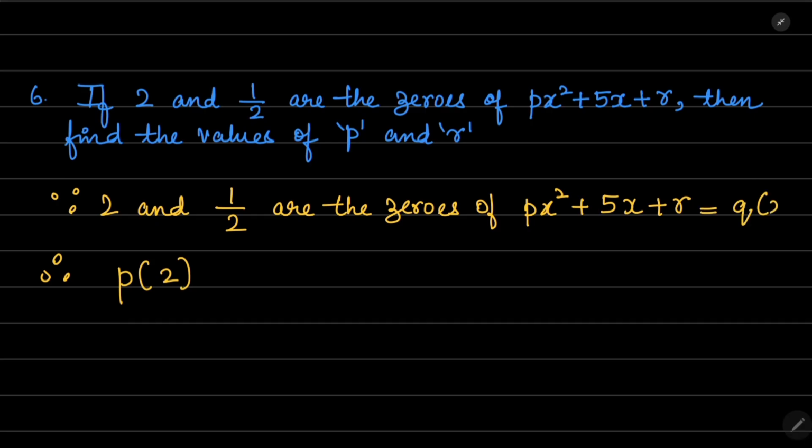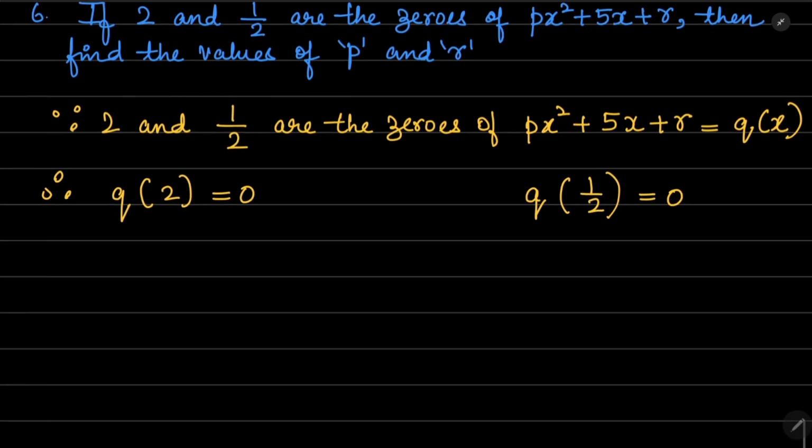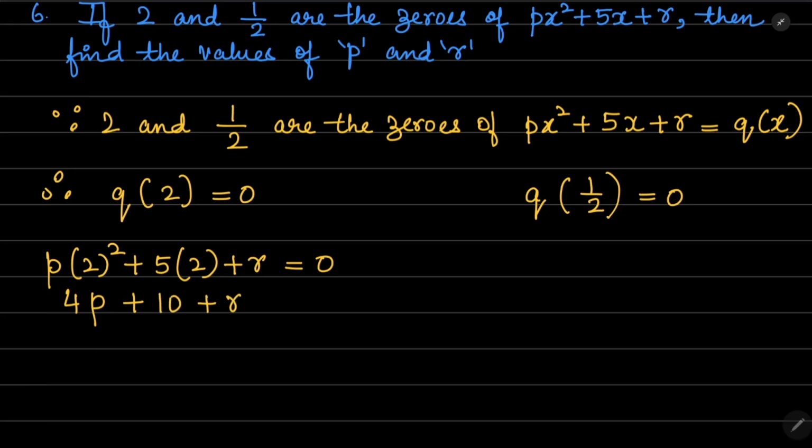let this polynomial be, say, q of x. In that case, what should I write? Q of 2 is equal to 0 and q of 1 by 2 is also equal to 0. Then let's replace x with 2. So p into 2 square plus 5 into 2 plus r equal to 0. So you get 4p plus 10 plus r equal to 0. So 4p plus r equal to minus 10. This is your equation 1.